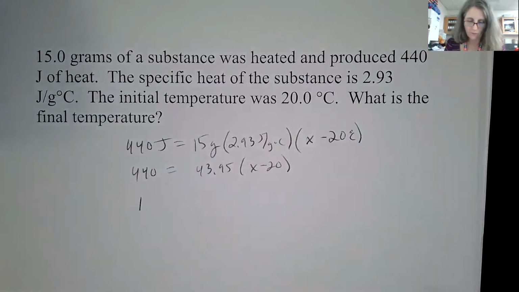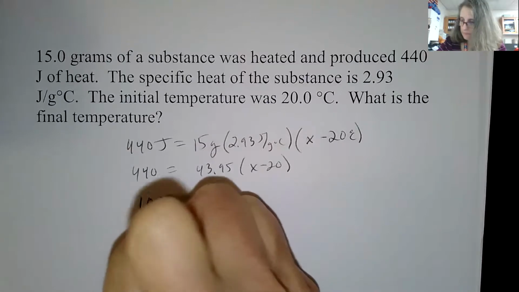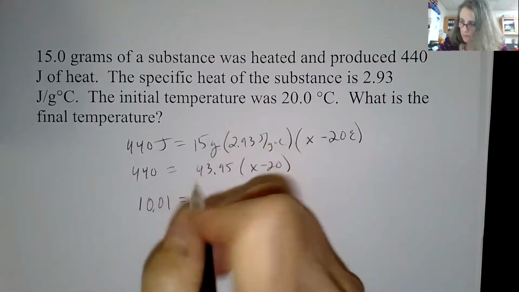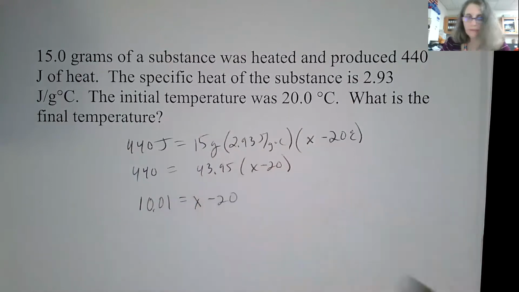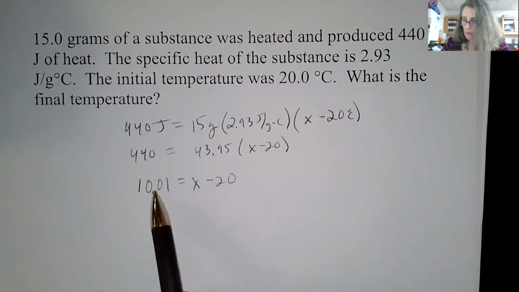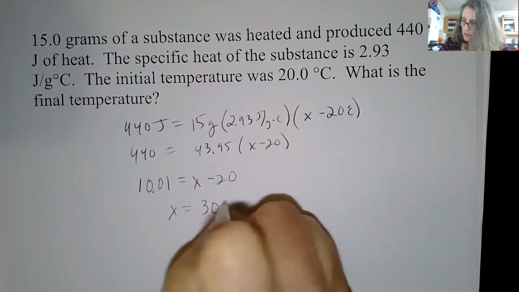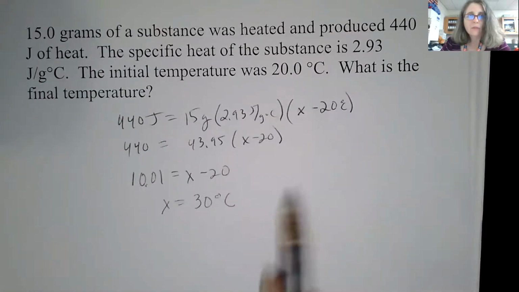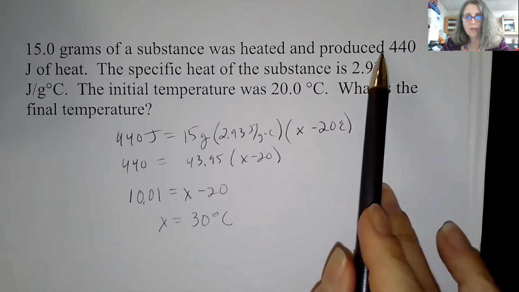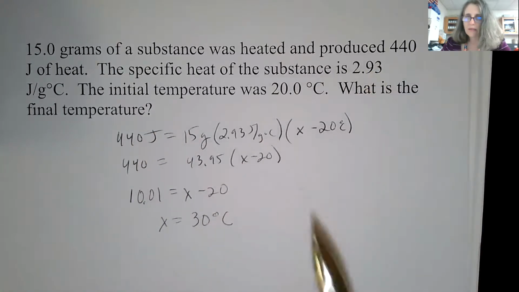So 440 divided by 43.95 is about 10.01 is equal to X minus 20. So all I have to do is then add 20 to both sides. So X is going to be around 30 degrees Celsius. Now this one is kind of tricky because I have only 2 sig figs because of the 440, but my number is 30 degrees Celsius.